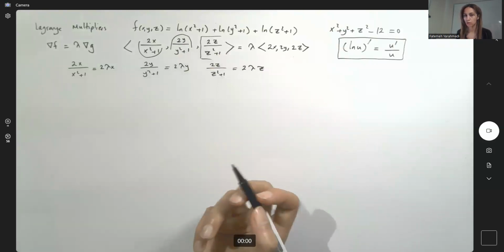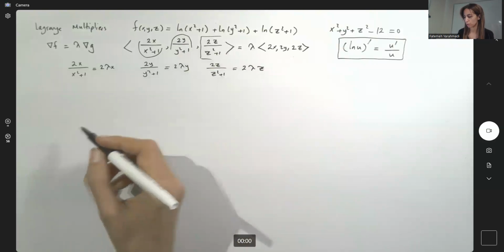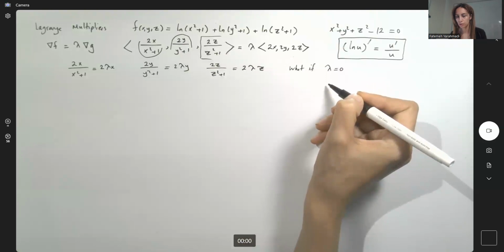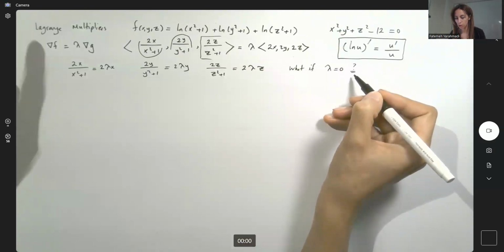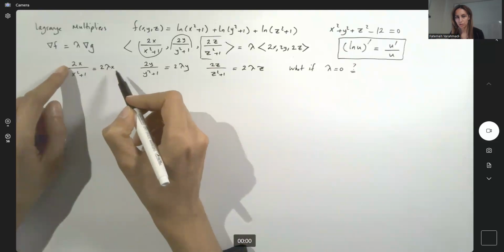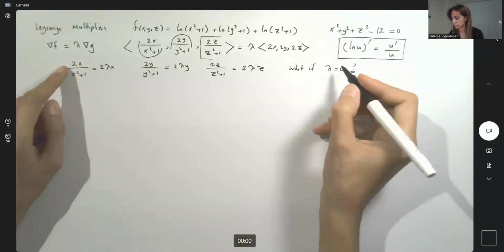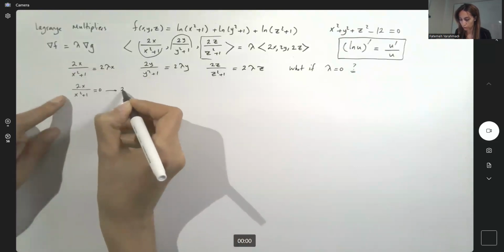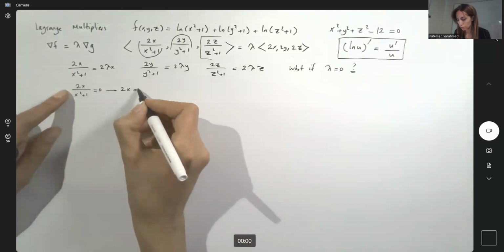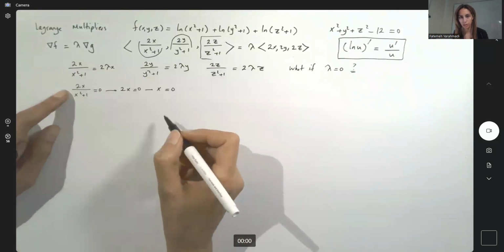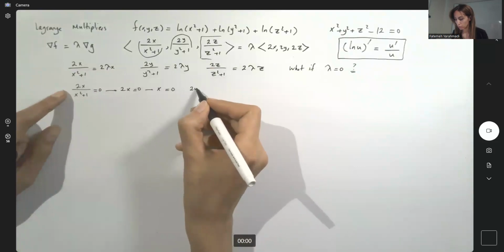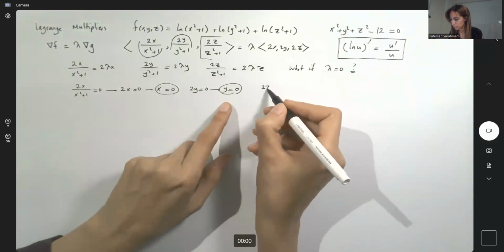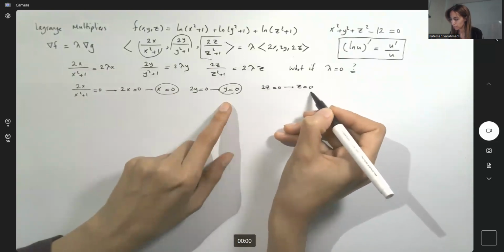Okay, so you should be asking, what if lambda is equal to 0? If lambda is equal to 0, what happens here? All of these fractions have 0 on the right-hand side. 2x divided by x squared plus 1 is 0, so only the numerator is equal to 0, so x becomes 0. The same for the second fraction. 2y becomes 0, so y is 0. And the last fraction, 2z is equal to 0, so z becomes 0.